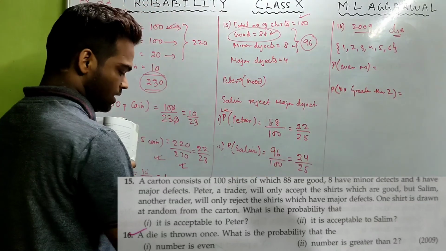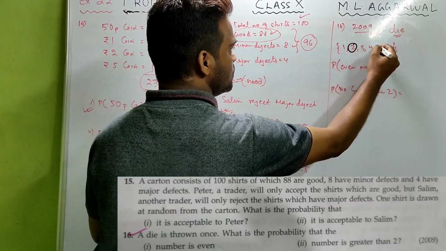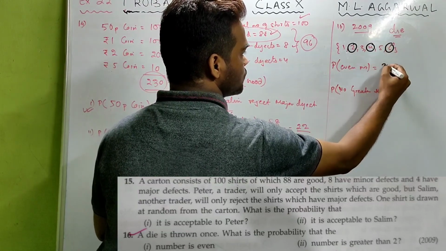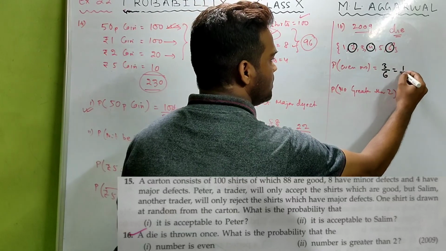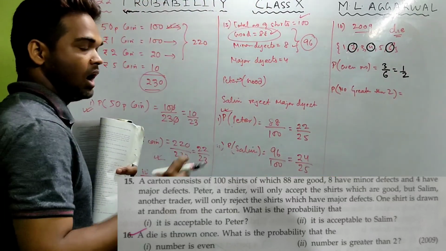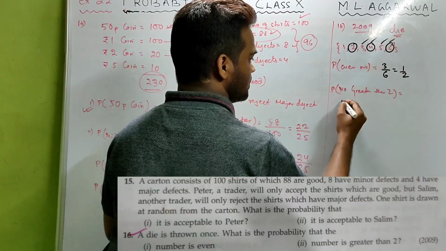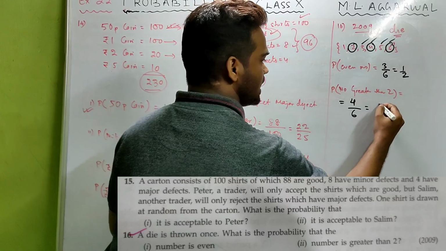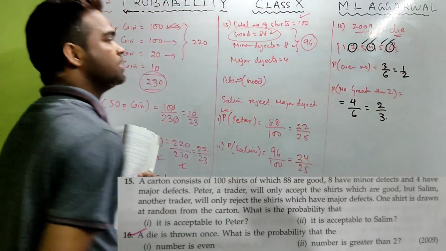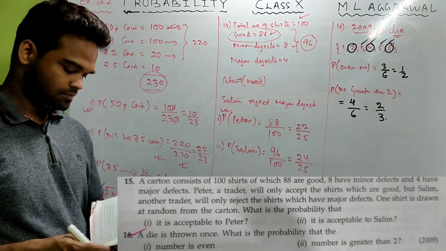Now look over here. Even number. When you talk about even number, your favorable outcome is 2, 4 and 6. So 3 outcomes are favorable. Total outcome is 6. So that's 1 by 2. A number greater than 2, which means this. So there will be 4 favorable outcomes out of 6. So that's 2 by 3. Am I clear? So this was sum number 16.